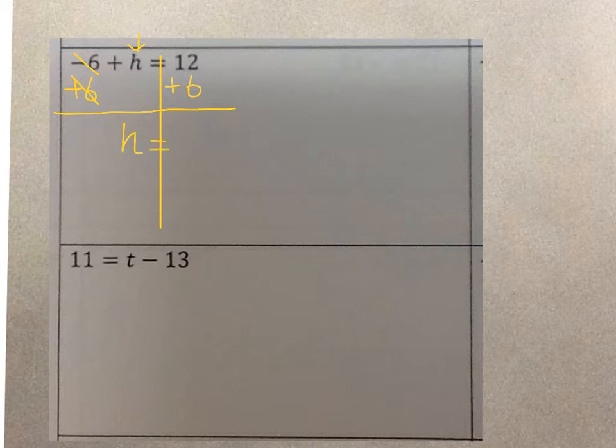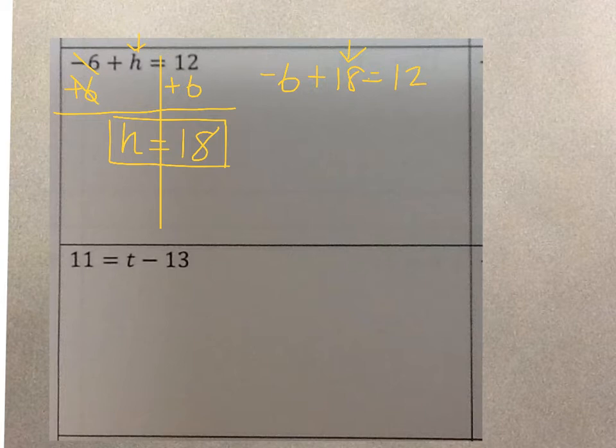I have 12 plus 6 on the right-hand side. 12 plus 6 equals 18. So my solution is h equals 18. If I put that back into the equation, substituting h with 18, then it should make the equation true. So instead of h, we put in positive 18. And negative 6 villains plus 18 heroes equals 12, because we subtract when we have unlike signs.